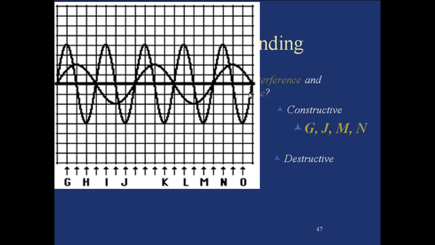Now for destructive interference, which points do you think they're going to be? Pretty easy to figure out. H is the first one. This one has a negative amplitude. This one has a positive amplitude. They have different signs, so it's destructive. I, same thing. This one has negative, positive. They're going to destruct each other. And K, L, and O are the same way. Negative, positive, negative, positive, negative, positive.